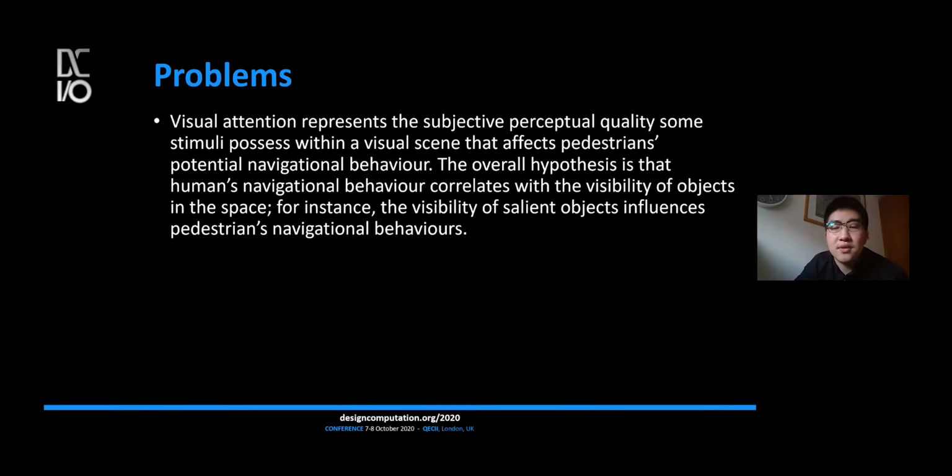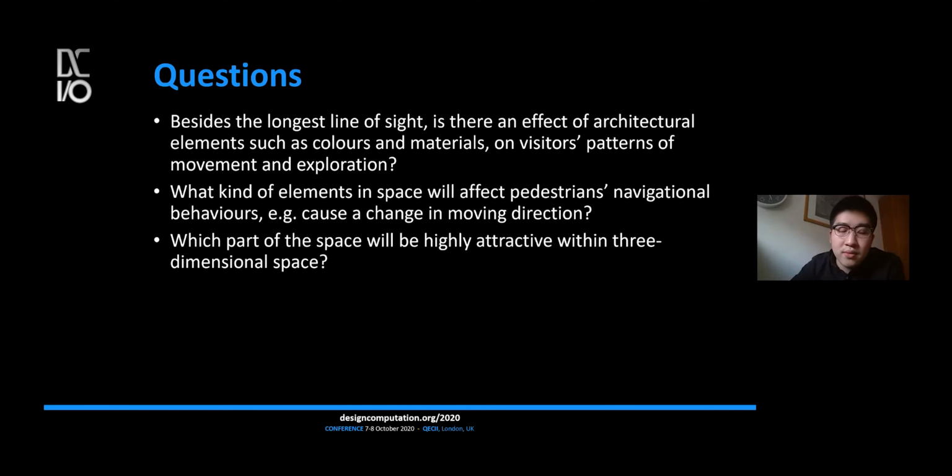in some ways. So the overall hypothesis is that humans' navigational behavior correlates with the visibility of the objects in space, maybe the color, maybe the material, maybe some sculptures. There are three questions to achieve this. The first one is, besides the longest line of sight, which is the isovist, is there any effect of architectural elements such as colors and materials on visitors' patterns of movement or exploration?